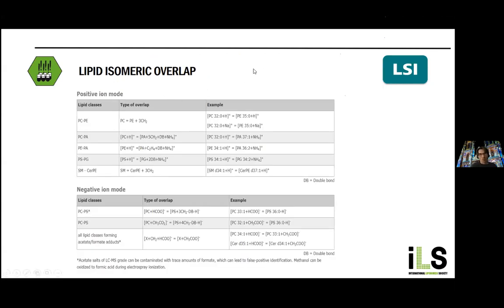We have also a collection of typically occurring lipid isomeric overlaps. I mentioned already PC and PE. This is just three additional methylene groups in the acyl chains for the PE. Or there are also some others present. Maybe it's not a full collection, so if you have some suggestions, please send us an email.